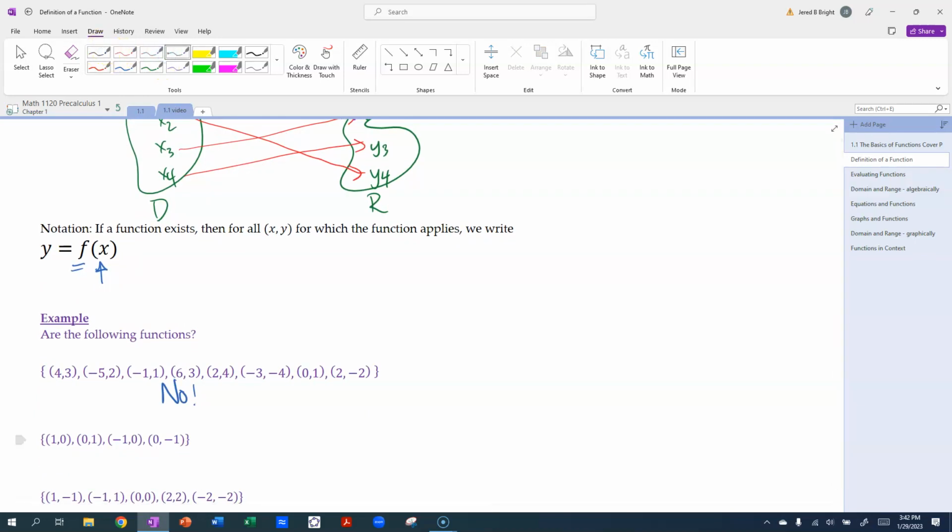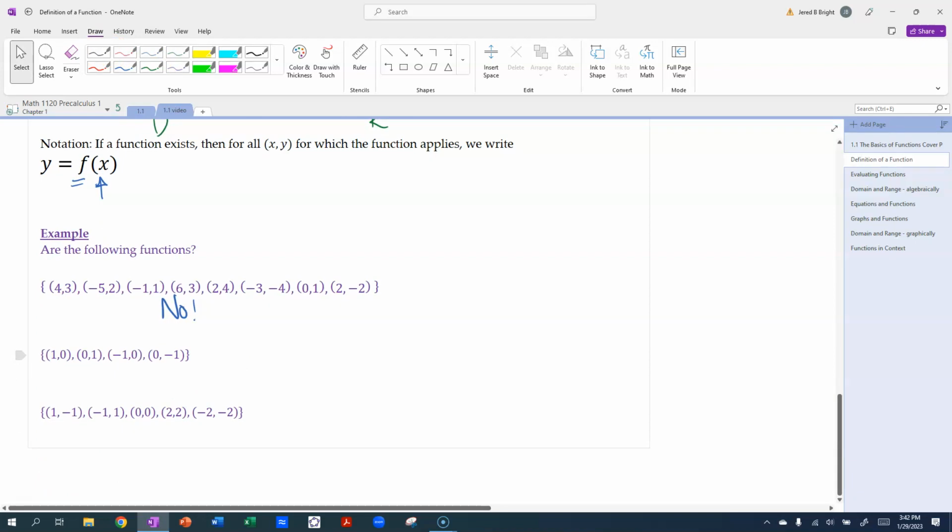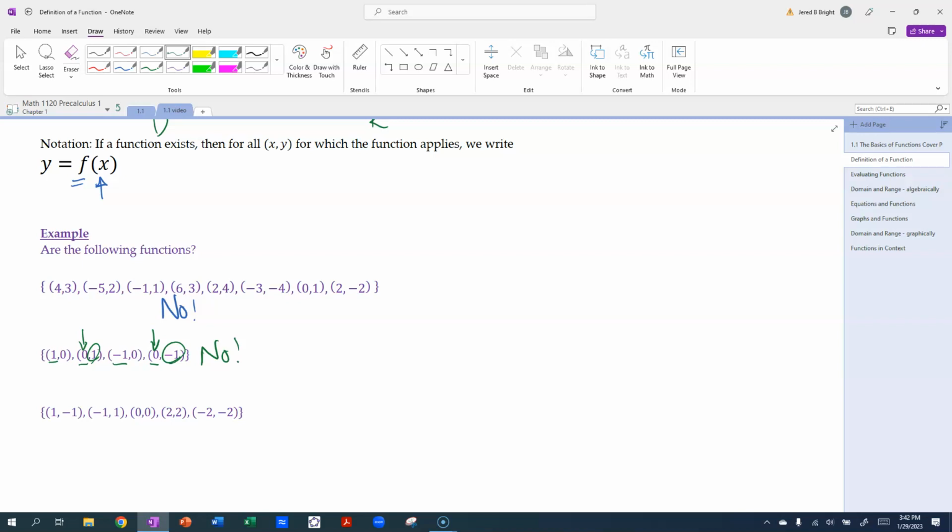Next, I'm going to move to the second example. I'm going to look at each of the domain elements: 1, 0, -1, 0. I want to look if I have a repeated domain element, do we go to the same range element? I notice I go to 1 and -1. So I have a single domain element going to two different range elements. This is not going to be a function either. Can't have that happen.